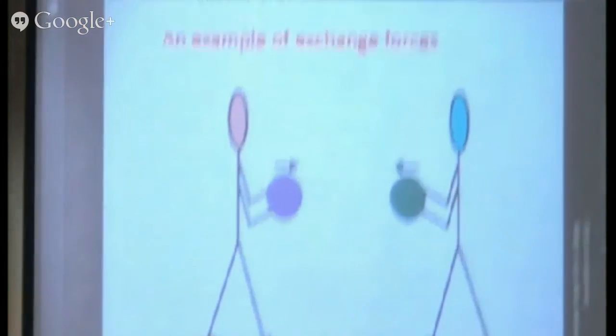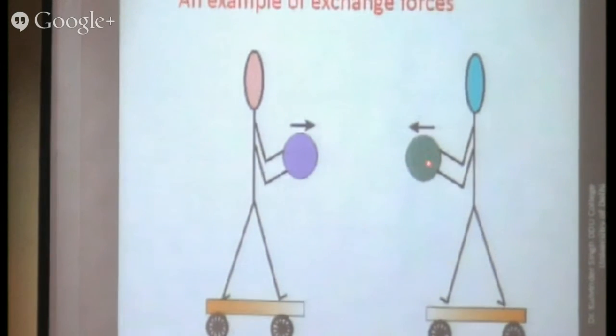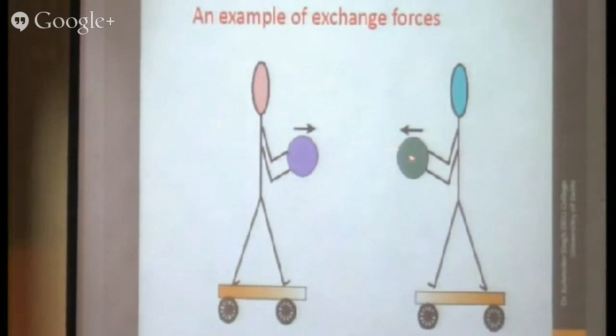Take an example. There's a person A. He's having a ball in his hand. A person B also is having a ball in his hand. And they simultaneously throw the ball towards each other.